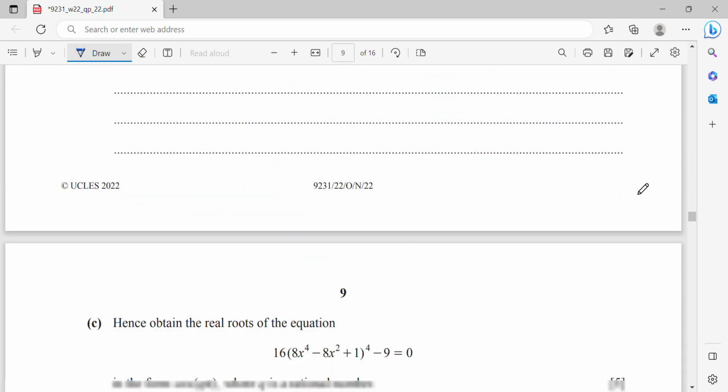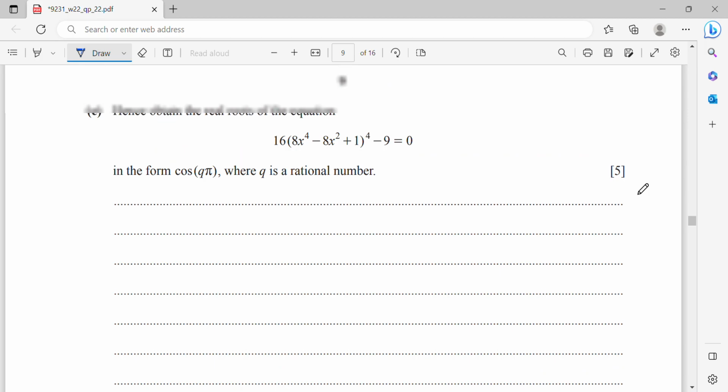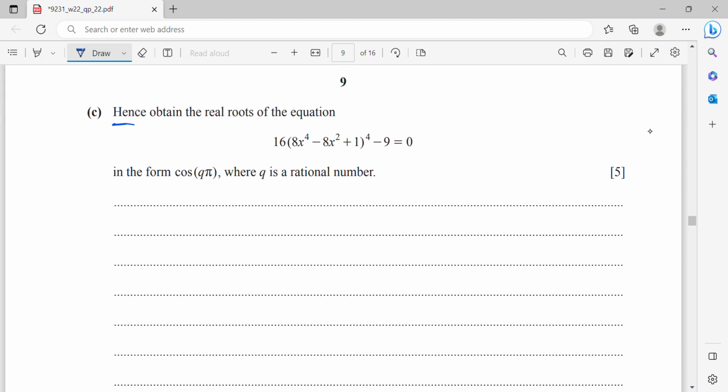All right, so now let's move on to part C. So "hence" is the keyword, okay? Because hence means use the previous answer to solve part C. So obtain the real roots of the equation. Your equation is 16 times (8x^4 minus 8x squared plus 1), the whole term to the power of 4, minus 9 equals 0.